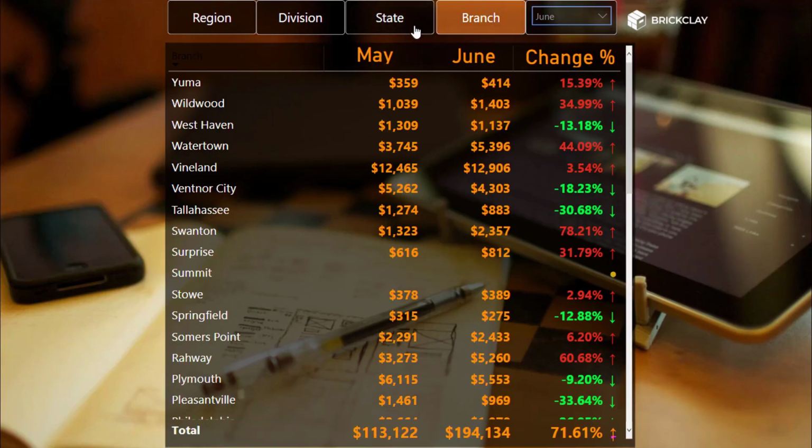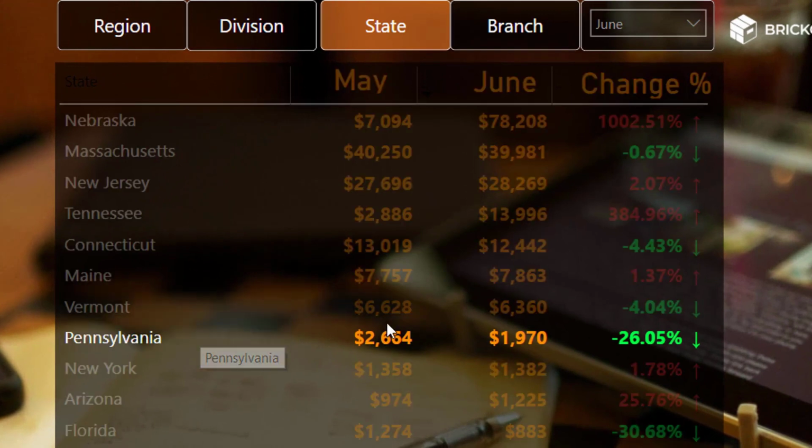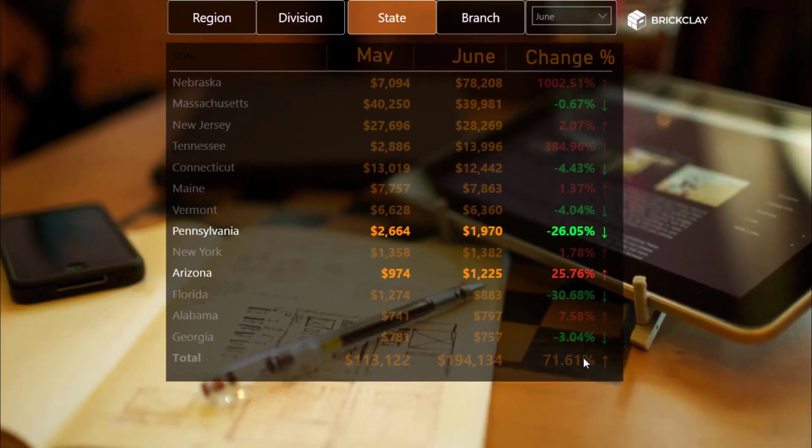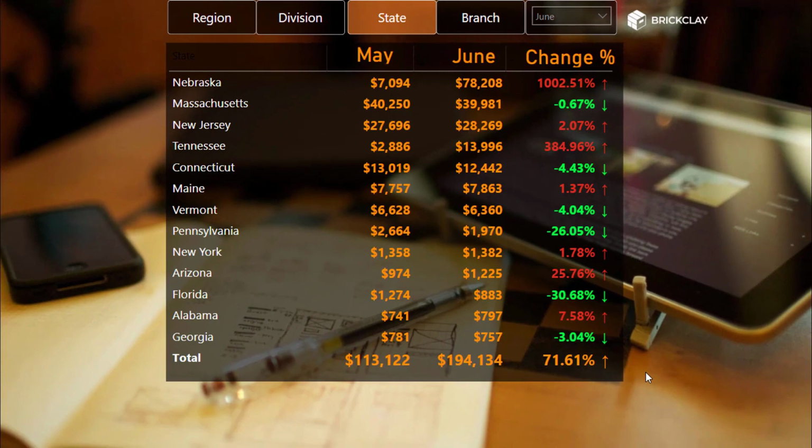For instance, at the state level, Pennsylvania has a positive decline of 26.05%, whereas Arizona State has an increase of 25.76% in its receivables, which needs to be investigated for its respective branches and recovery managers. At the organizational level, there is an increase of 71.61%.